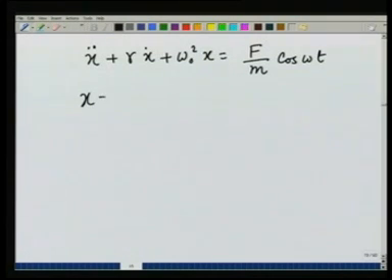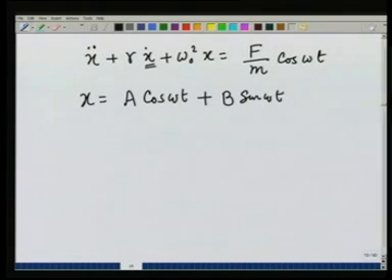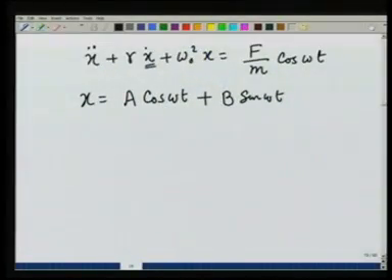I could try a solution like x equals some amplitude times cosine of omega t. However, you see that when I take its first derivative to put in this term, I get a sine omega t term. Therefore, in general I should look for a solution of this form: a cosine omega t plus b sine omega t. So, you see right away that the solution is not in phase with the applied force, or its phase differs. Let us see now what the general solution is.